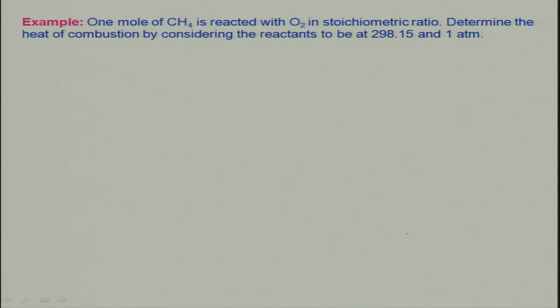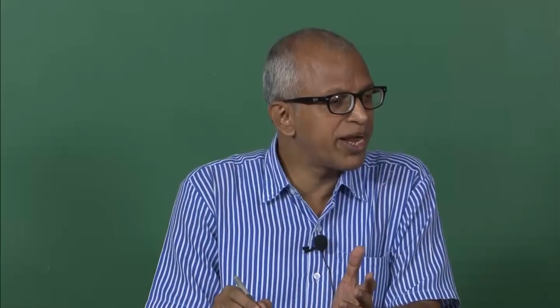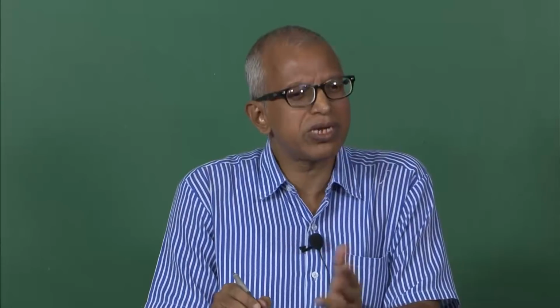Let us consider an example: 1 mole of methane is reacting with a certain amount of oxygen in a stoichiometric ratio. Determine the heat of combustion, considering the reactants to be at 298.15 Kelvin and 1 atmospheric pressure. When you talk about heat of combustion, we will be looking at both the lower heating value and the higher heating value.